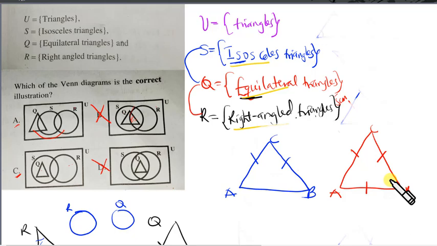If you are thinking the way that I'm thinking, then let me tell you what I'm thinking here. I am thinking that all equilateral triangles are also isosceles. That is to say, if I use Q for equilateral triangle, right? So Q is a subset of S.